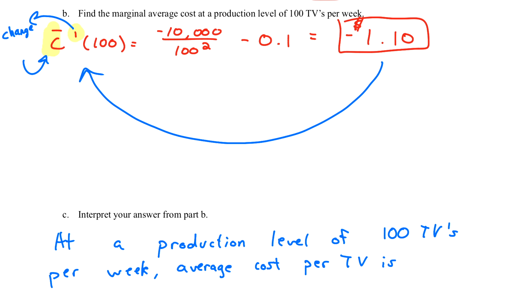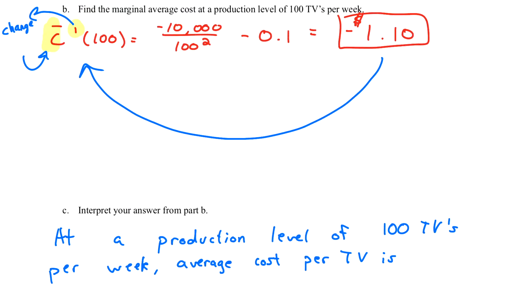is, and I'm going to think about, okay, the average cost is changing. This number can change in one of two ways. It can go up or it can go down. Well, in this case, our answer was negative for part B. So since our answer was negative, the average cost is decreasing by $1.10 per TV manufactured.